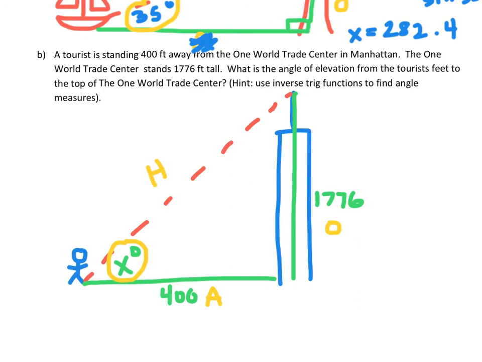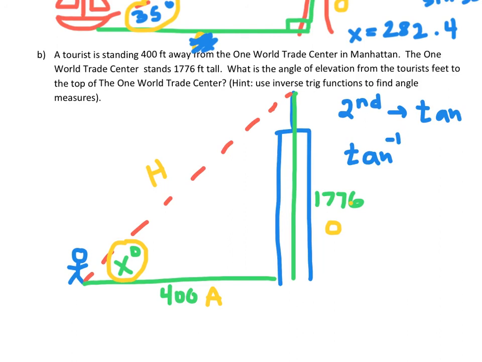Looking at my labeled parts, I've got 1776, I've got 400. Based on opposite and adjacent, that tells me I'm going to use tangent. But whenever we're finding angles, we are going to use the inverse of tangent. So in your calculator, what you're going to look for is if you look above tangent, you should see a little tangent to the -1. To get that function, you got to hit second tangent, and that should pop up a tangent -1, which is called tangent inverse.